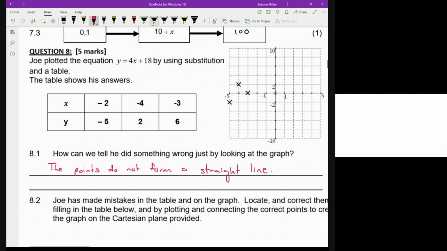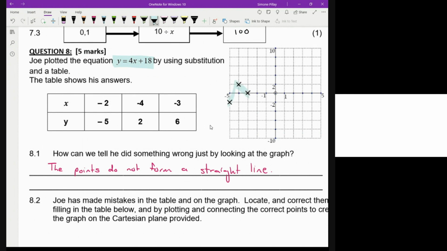Remember, guys, at this stage, the only graphs you are going to come across are straight line graphs. Now, when you get to grade 10, you'll learn all about different kinds of graphs. But for now, what you guys should know is that this is the equation for a straight line graph. Do his points form a straight line if I join them up? No, they don't.